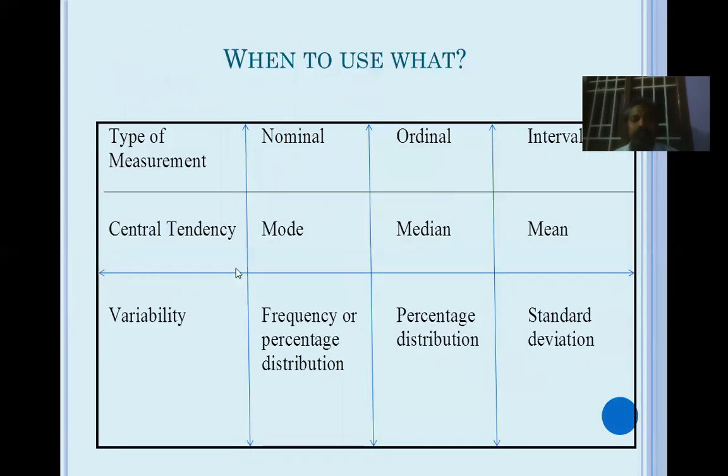I'll just show here, if your data is nominal, you can use mode for central tendency, and you can use the frequency or percentage distribution to show the variability. If your data is ordinal, then you can use median as a central tendency measure, and you can use percentage distribution as a measure of variability. If you're having either interval data or ratio data, that is scale data, you can use mean as a measure of central tendency, and you can use the standard deviation as a measure of variability.